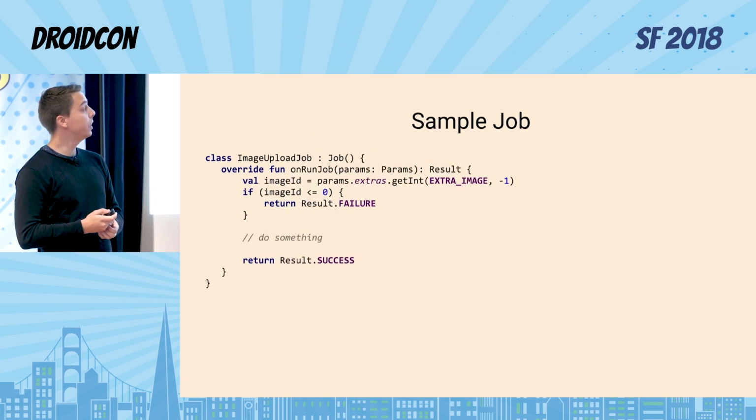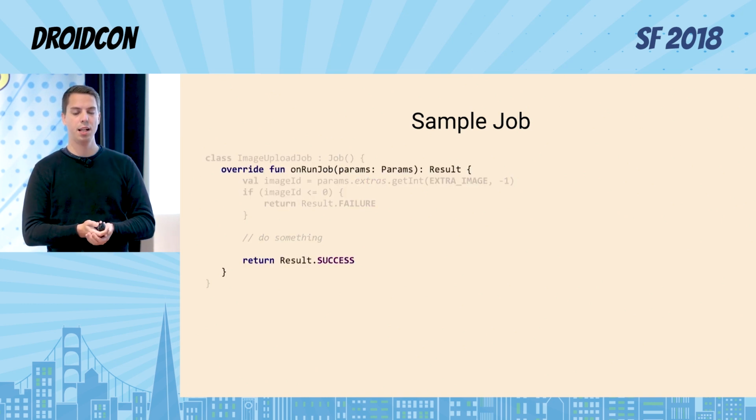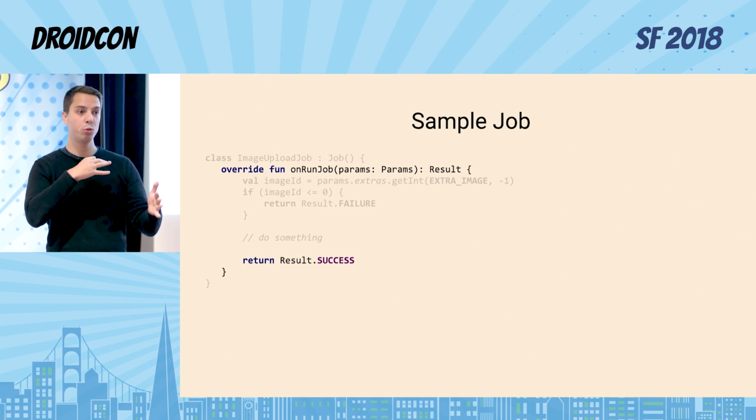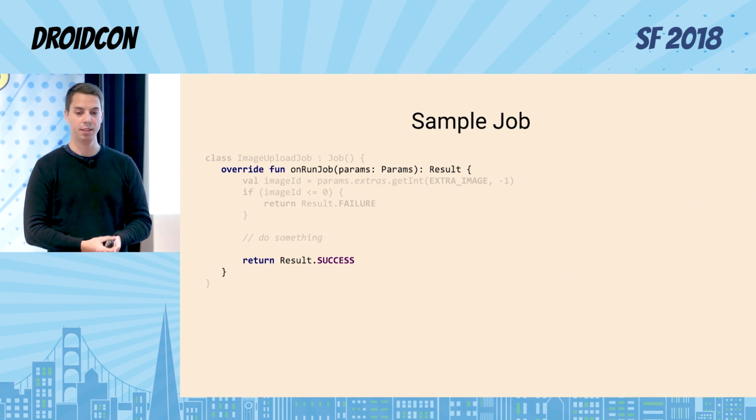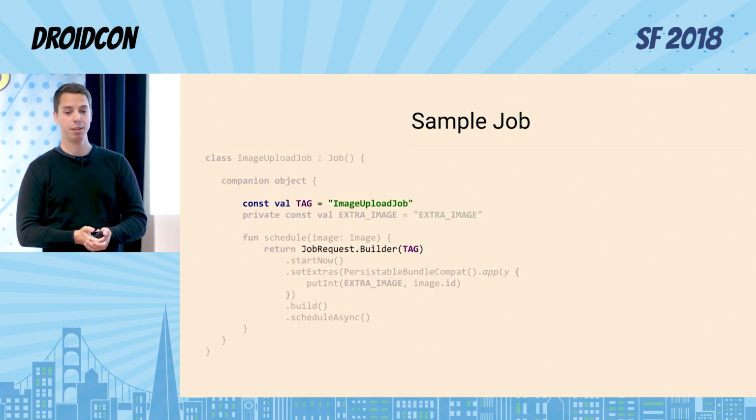And here we actually see a job. This is straightforward. You just need to extend the job class, and then you have to override one method where you do all your work and then return a result. That's about it. More interesting is how you schedule a job.